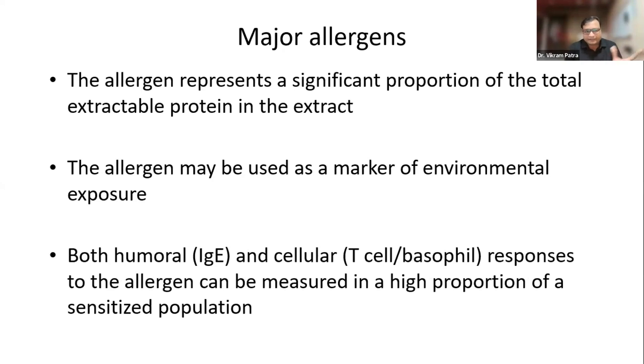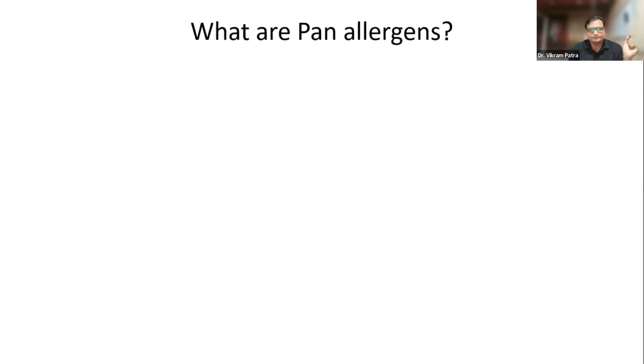The major allergen represents a significant proportion of the total extracellular protein in the extract. So the allergen may be used as a marker of environmental exposure. Both humoral IgE and the cellular T cell and basophil responses to the allergen can be measured in a high proportion of a sensitized population for these major allergens.